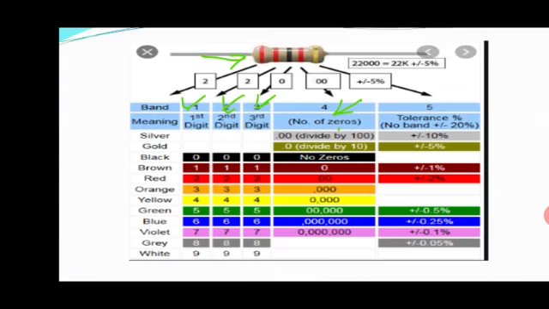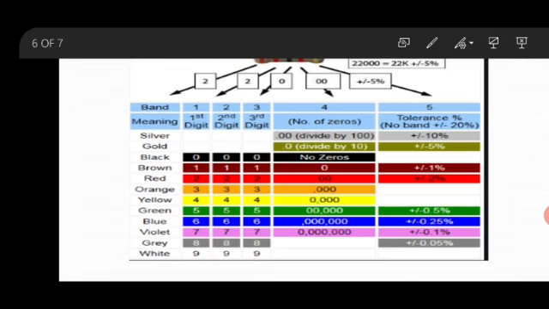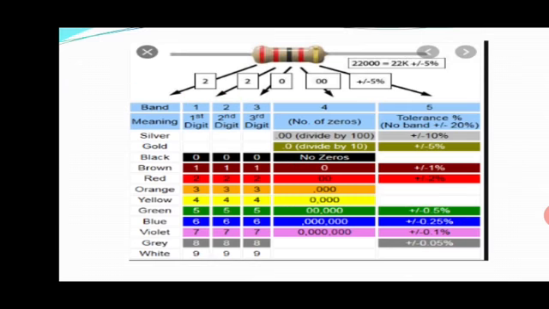Now, what is the number of zeros? I hope you understood this. The first circle is red, the second circle is also red, the third circle is black: 220. What is the fourth one? It is red again. What is the value of red here? 2. So there are two zeros to be added. The value of the resistance is 220 followed by two zeros, 22000. The total value of the resistance is 22K.